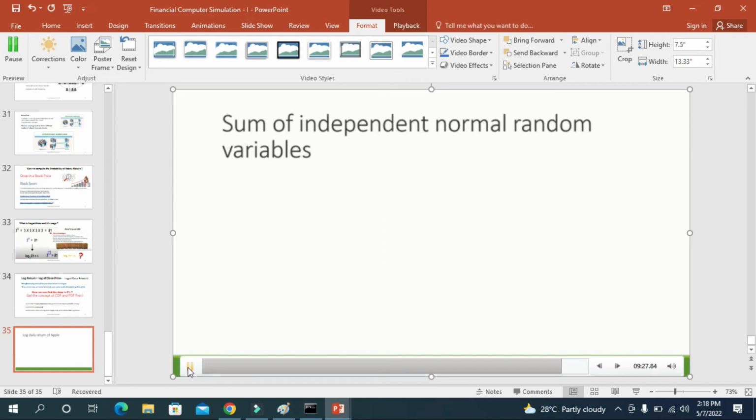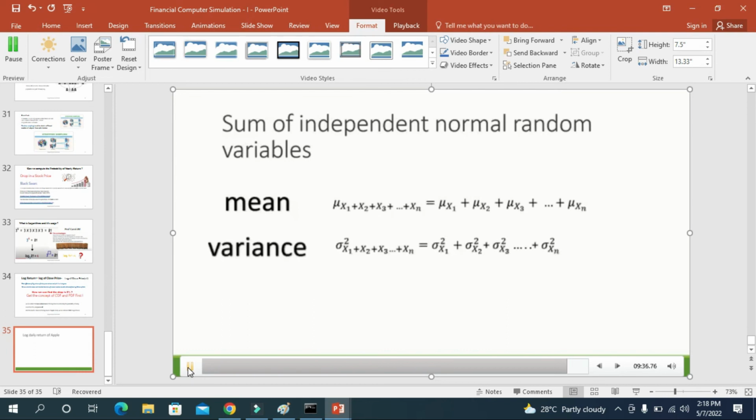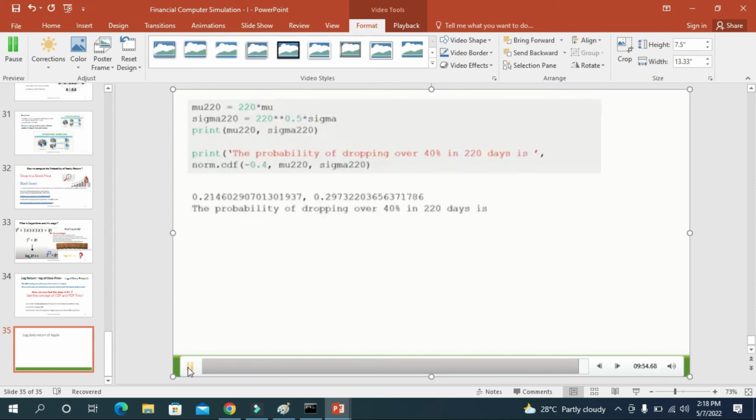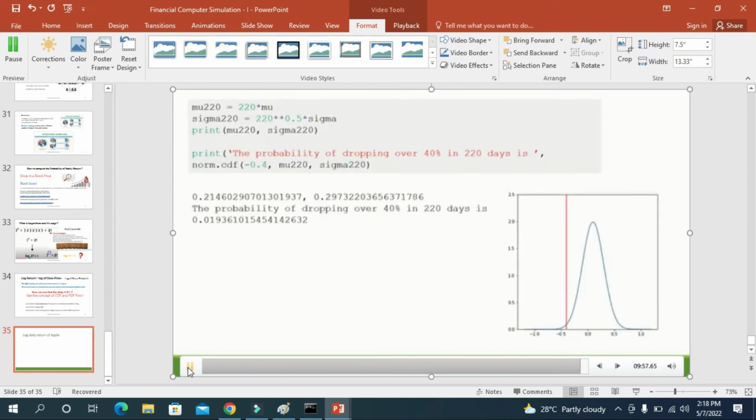To get the mean and variance of the yearly return, we have formulas for the sum of variables. We need independence when we compute the variance. If daily returns are independent, the variance of a yearly return is equal to the sum of the variances of 220 daily returns. Again, with the CDF, we compute the probability and it is less than 2%. That implies there's less than a 2% chance of a yearly loss of more than 40%. What happened to Apple in 2012 and 2013 is not consistent with its overall performance.